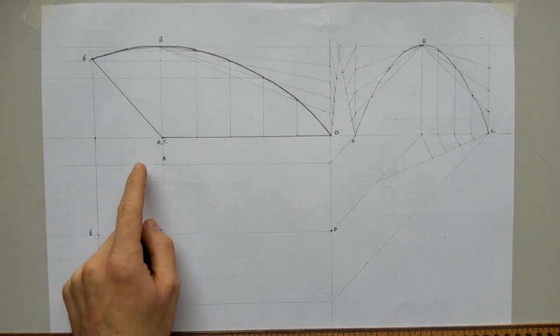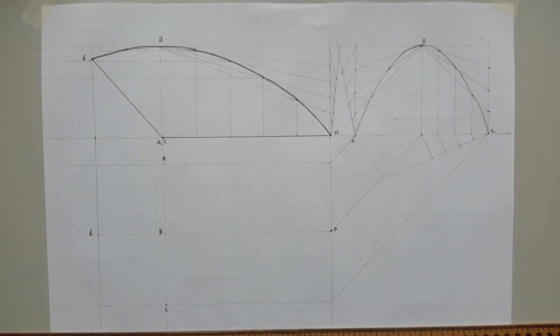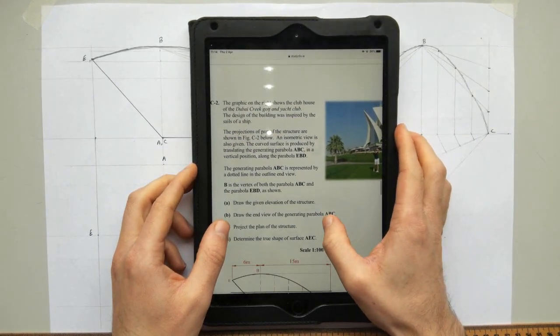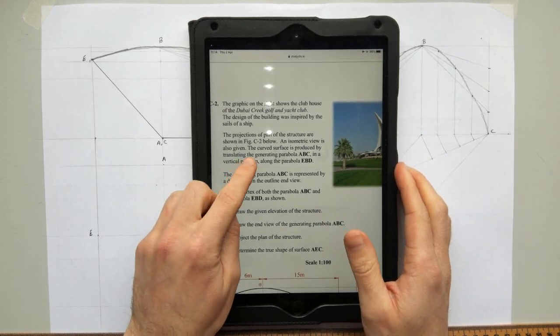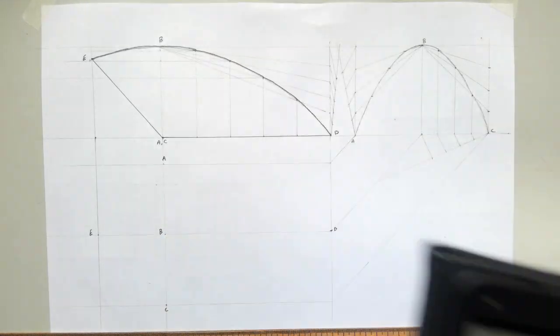So what I need to do now is actually draw my curved surface that's going to appear all the way along between A, D and C. So in the question, if we go back to it, just get it up here on the iPad again, it tells us here that the curved surface, so this sentence here, is produced by translating the generating parabola ABC in a vertical position along the parabola EBD.